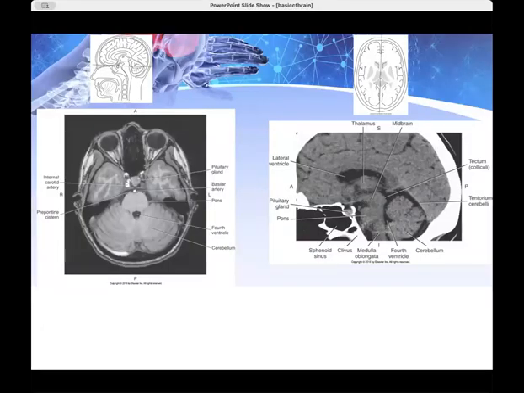Here we have an axial T1 weighted MRI of the pons and cerebellum, and a sagittal CT reformat of the pons.